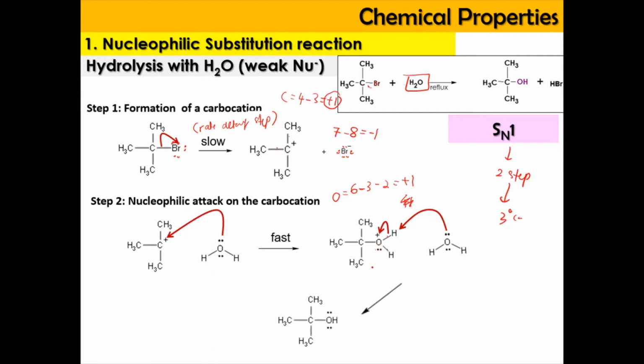And as a result, the oxygen here will receive 2 electrons, and hence the oxygen will now have a neutral charge, because oxygen has 6 valence electrons minus 2 bonding pairs and 1, 2, 3, 4 lone pair electrons. So it's going to be 0.